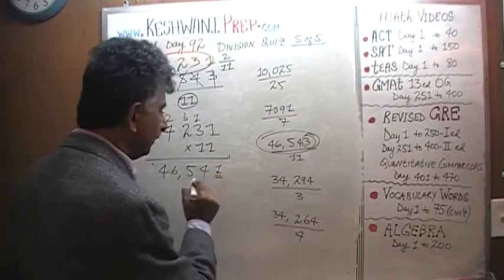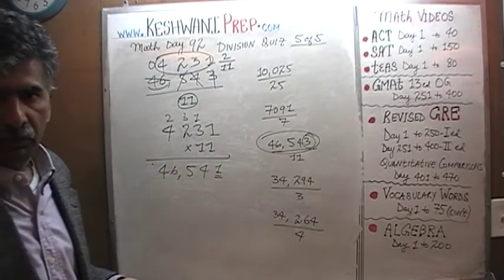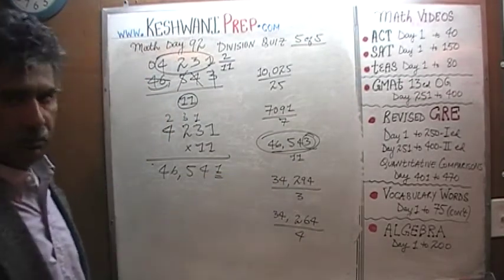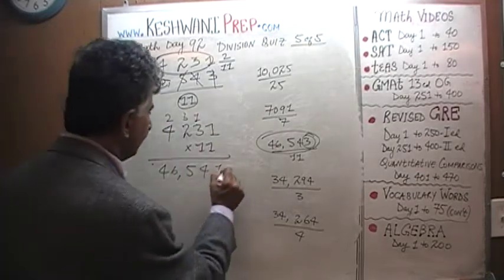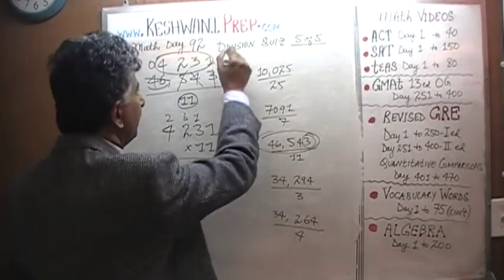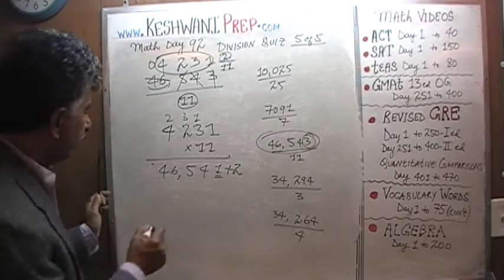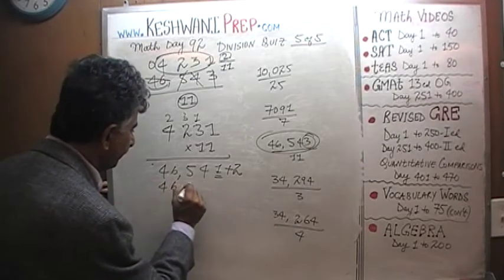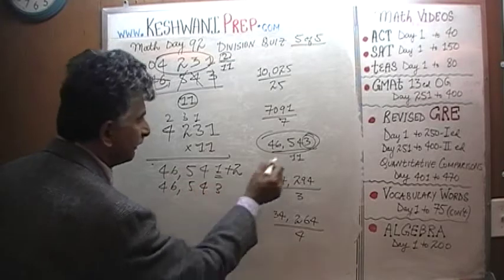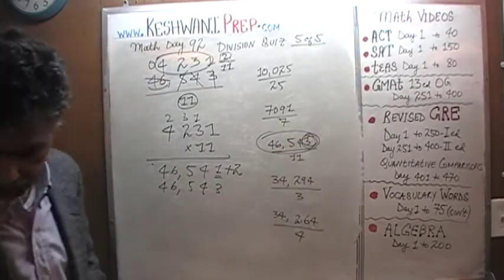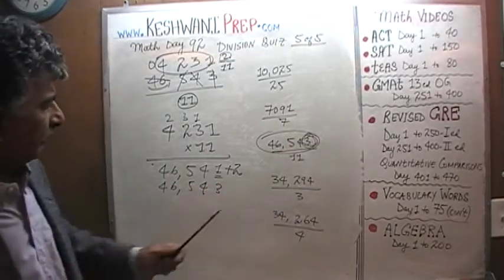Here we're getting a 1. Where's the other 2? Well, the other 2 is your remainder. Remember, we had a remainder of 2. So by the time you add 2 to it, we end up with 46,543, which is exactly what we have here. Let's do the next one, shall we? The next one here.